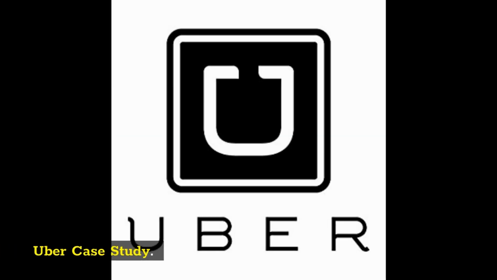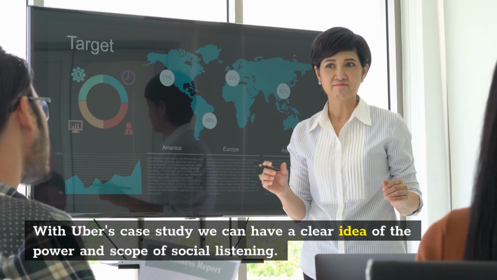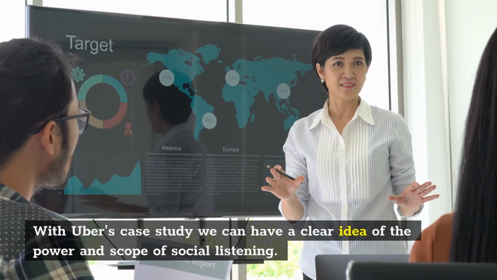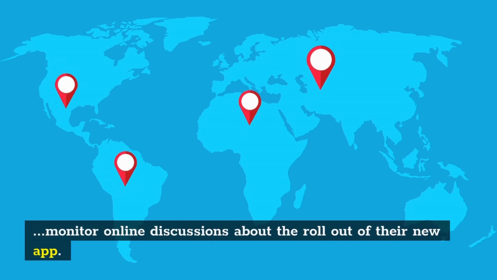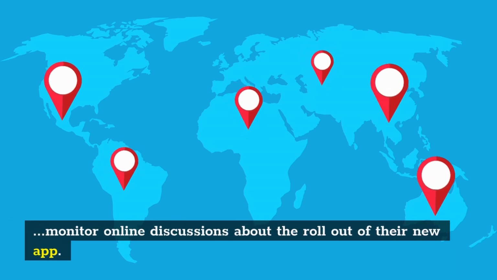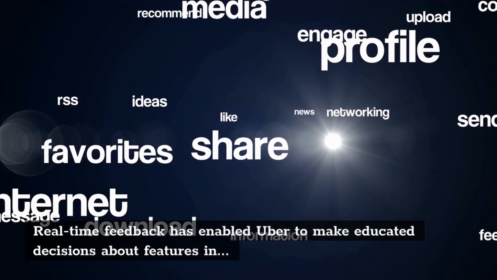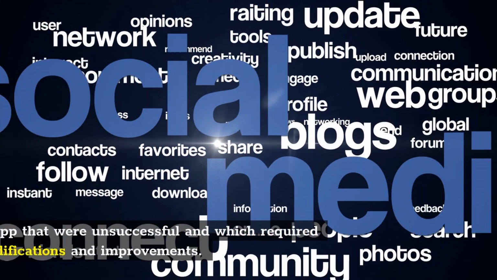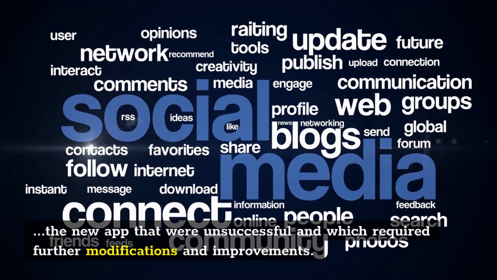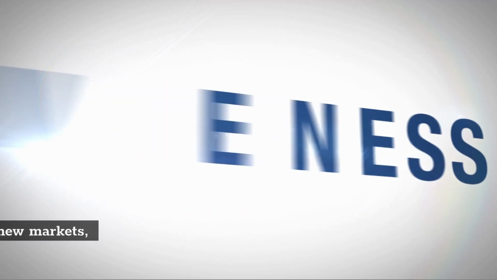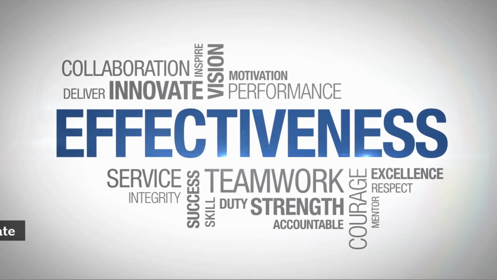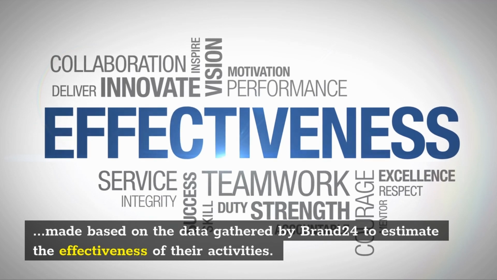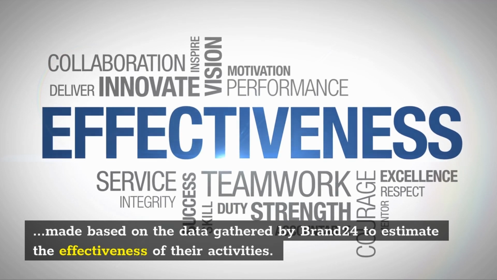Uber case study. With Uber's case study we can have a clear idea of the power and scope of social listening. Uber developed a new rider app in 2016, and used Brand24 to monitor online discussions about the rollout of their new app. Real-time feedback has enabled Uber to make educated decisions about features in the new app that were unsuccessful and which required further modifications and improvements. Decisions on product development, entering new markets, and new features of the app in itself were made based on the data gathered by Brand24 to estimate the effectiveness of their activities.